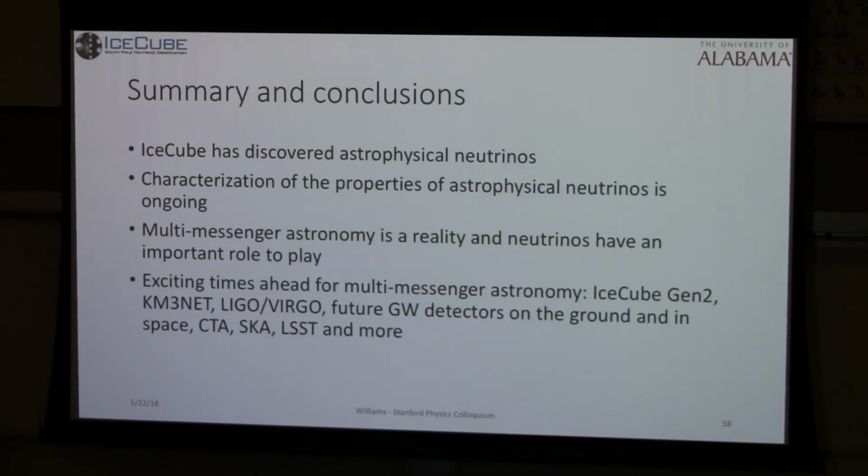So in summary, we have astrophysical neutrinos. We're still trying to figure out their properties and where they come from, and it's a really exciting time to be working with our partners in electromagnetic and gravitational waves and cosmic rays. And there are a lot of observatories that are in progress, being upgraded and in planning in neutrinos, gravitational waves, cosmic rays, and all kinds of arrays on the ground. This only scratches the surface.